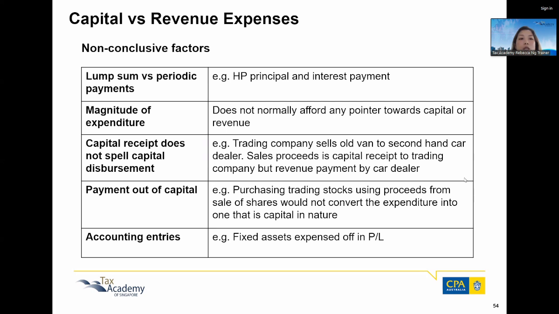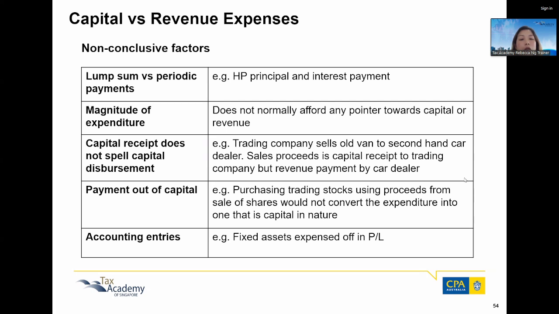We always look at and identify that particular expenditure: what are we paying for in relation to the business? Okay, so we also look at the accounting entries, like fixed assets that are expensed off. So it doesn't mean that the expenditure in the P&L is always revenue in nature. They do have capital expenditure included in the profit and loss account.